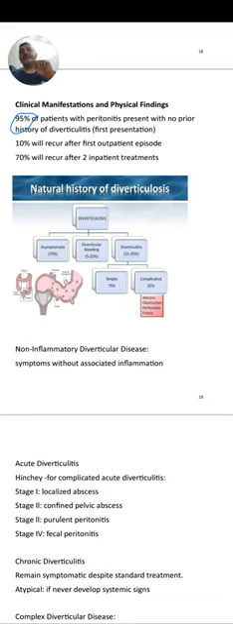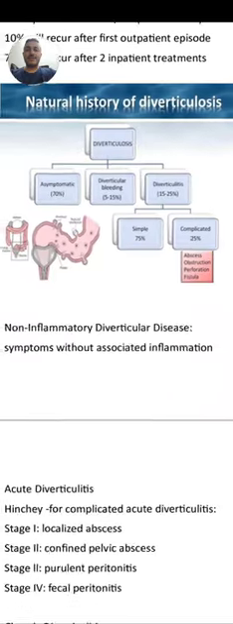Of these patients, only 10% will present with recurrence. And if the attack is twice, about 70% will present with diverticular disease. So 95% will present as a first presentation, no previous history. Only 10% will develop diverticulitis or diverticular related illness after the first attack, and 70% will present after the second attack. And here you can see in this picture how diverticulosis can present.